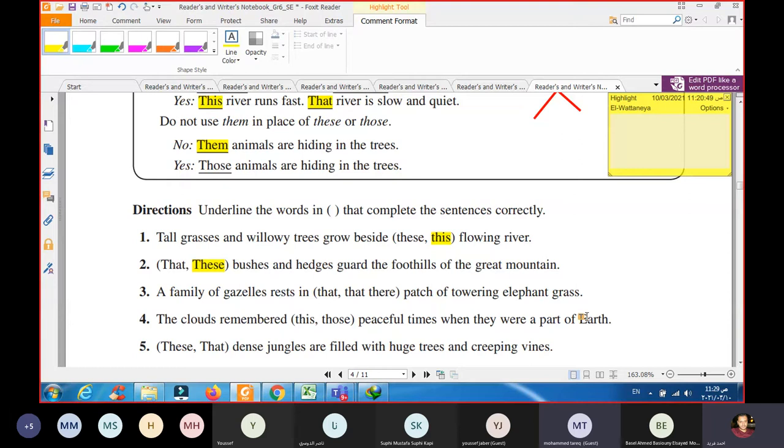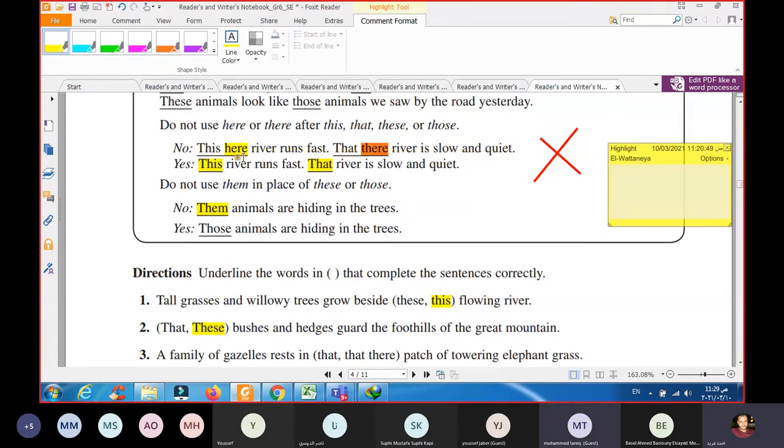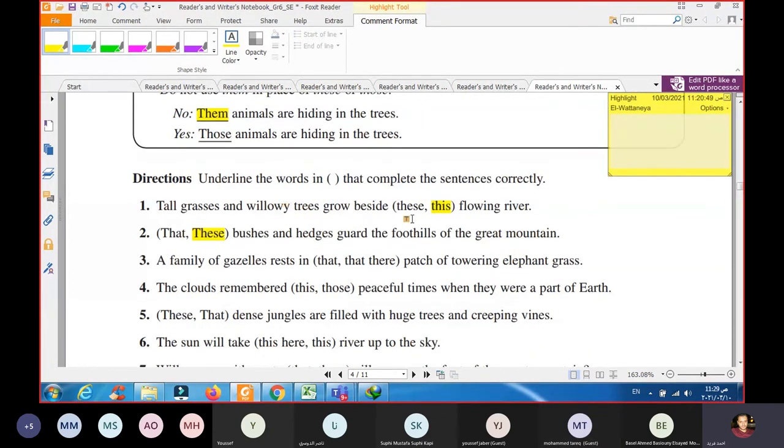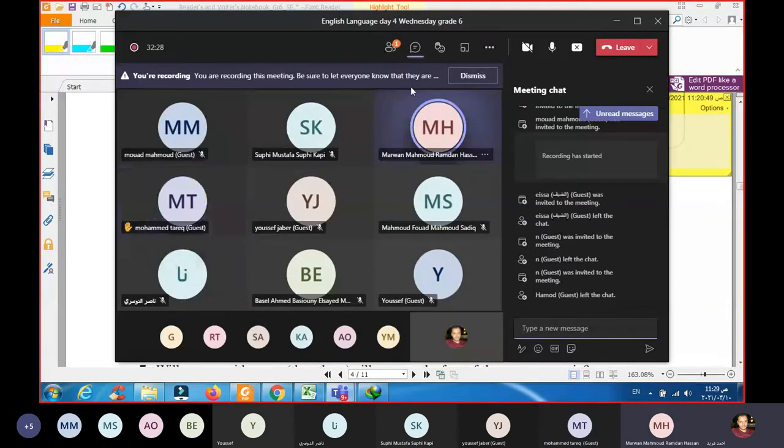A family of glass rests in that patch of towering elephant's grass. Okay, that. Why don't we choose that there? Because we have studied here that we are not going to use here or there after this or that or these or those. There. So that only. The answer is there.